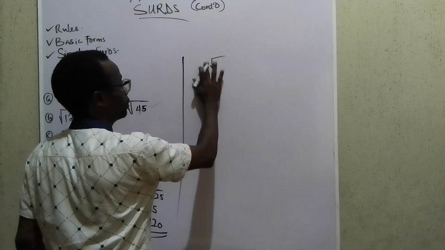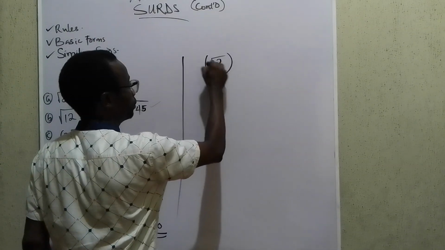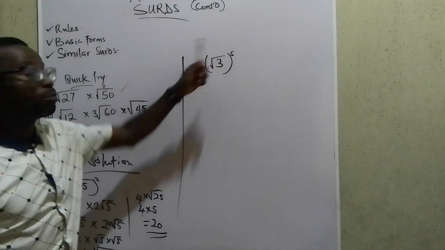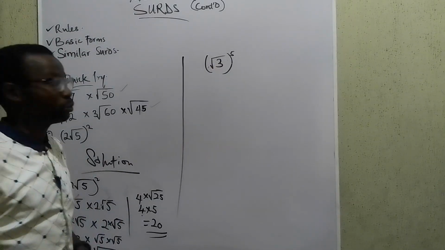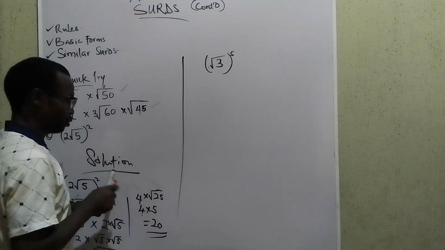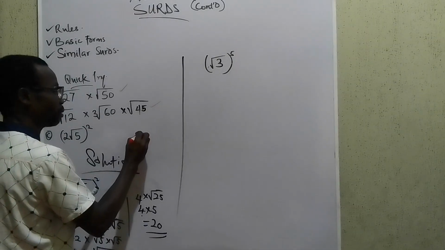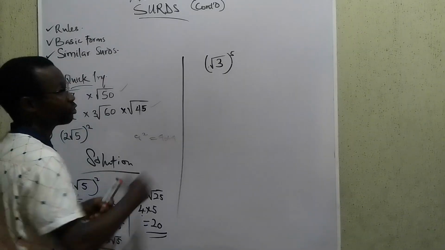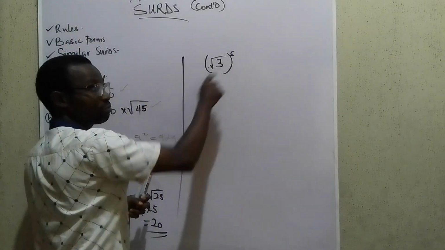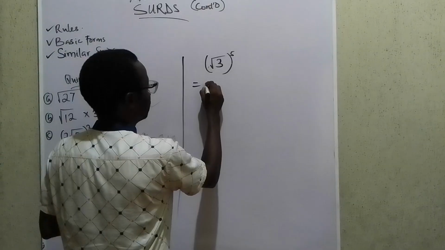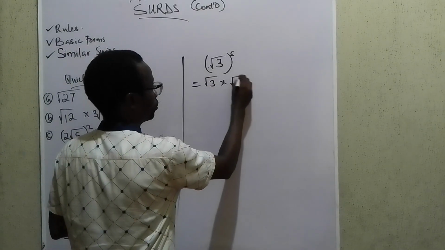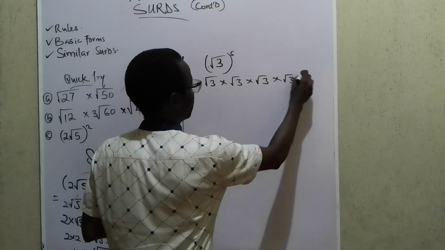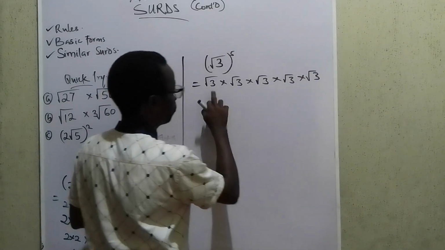Okay, let's say root 3 to the power of 5. What do we do? Like I said, where you have a raised to the power of 2, it means a times a. It means just write this root 3, 5 times. What it means is this: root 3 times root 3 times root 3 times root 3 times root 3. 1, 2, 3, 4, 5.